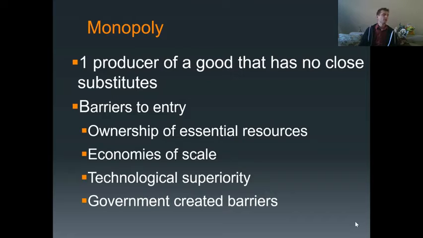And that could be due to a few different reasons. You might have ownership of essential resources. If you're the only one who owns the diamond mine, well, then you're the monopolist there. Economies of scale, so like very, very high setup costs. Technological superiority. If you've got that, then it's very hard to overcome it. And sometimes the government creates those barriers. The government can help create a monopoly when it's in the public interest. And we'll get into that when we cover monopolies deeper.